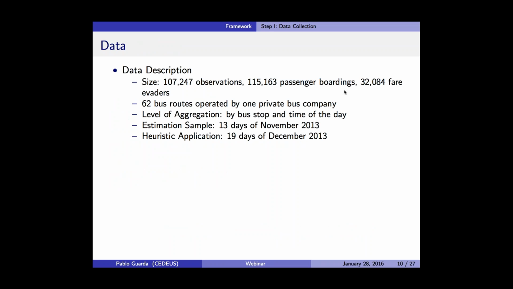About the data, we have 107,000 observations, 115,000 passenger boardings, and 32,000 fare evaders, which is a very large database to analyze this phenomenon. There are 62 bus routes operated by one private bus company in the system, which provided the database for this study.